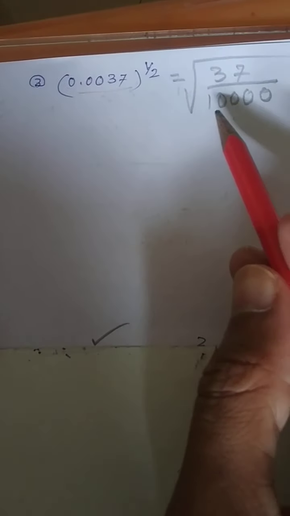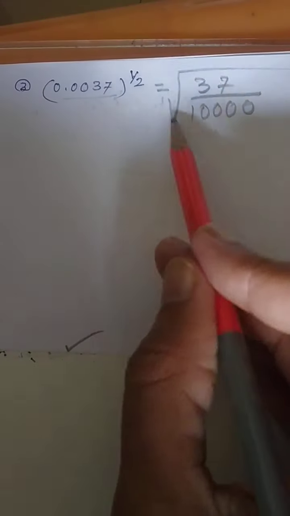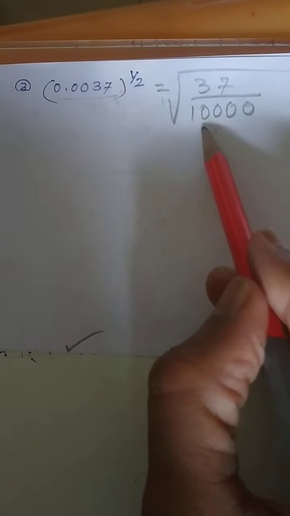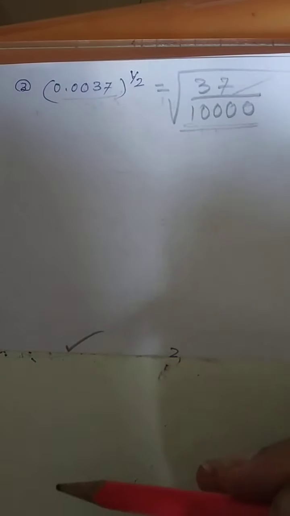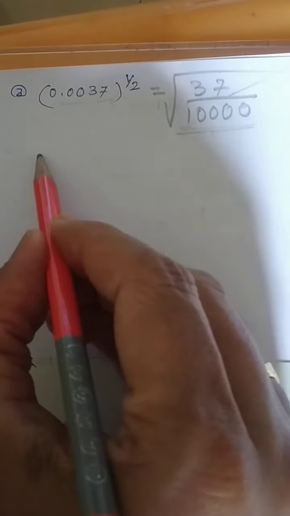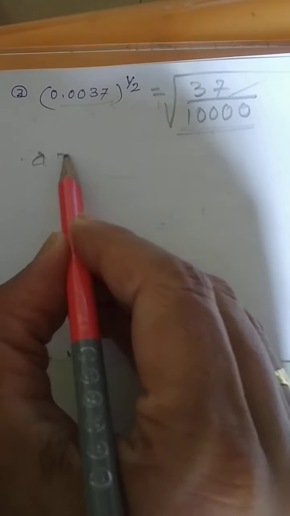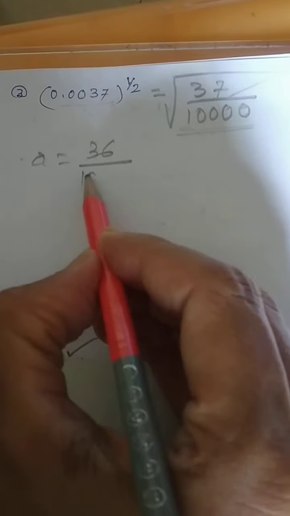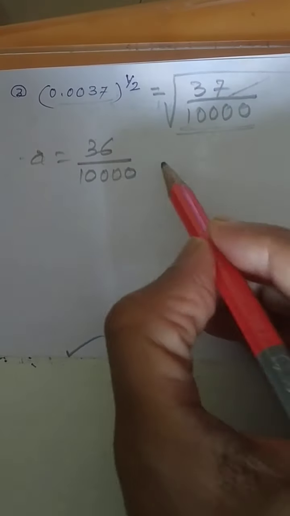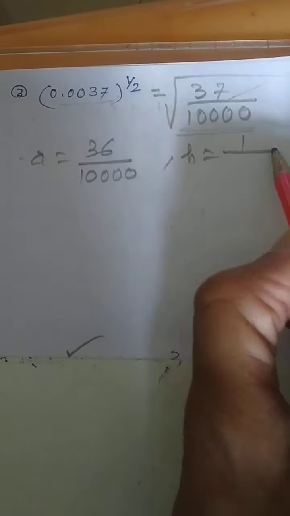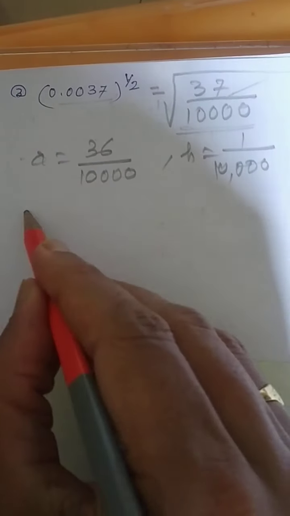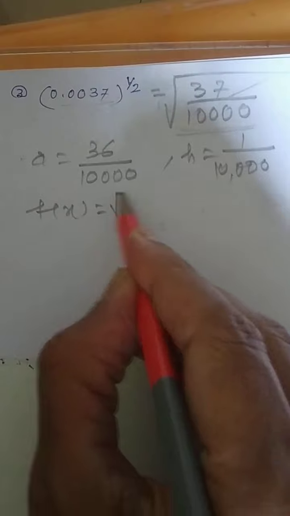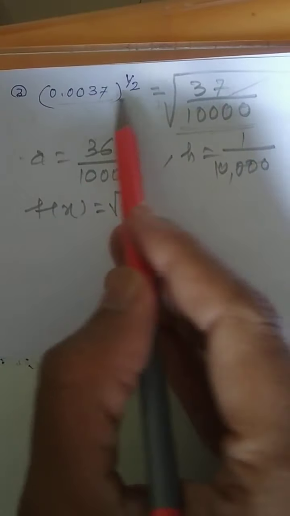Why am I writing like this? Because now you can identify, it's a square root, you are obtaining the square root. Square root of this number is very close to 100, and square root of this number is very close to 36. So in this question, a will be nothing but 36 upon 10,000 and h will be nothing but 1 upon 10,000. And what is f of x? F of x is nothing but square root of x. Demand of the question is square root.